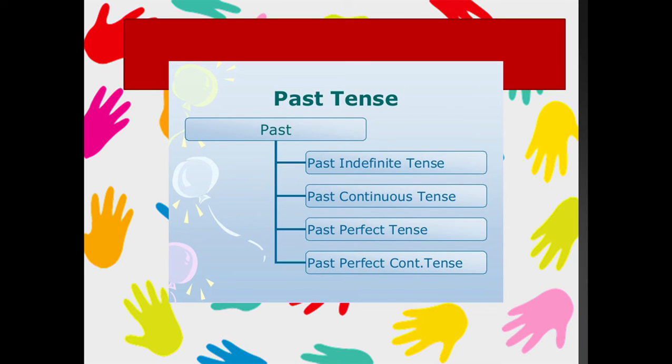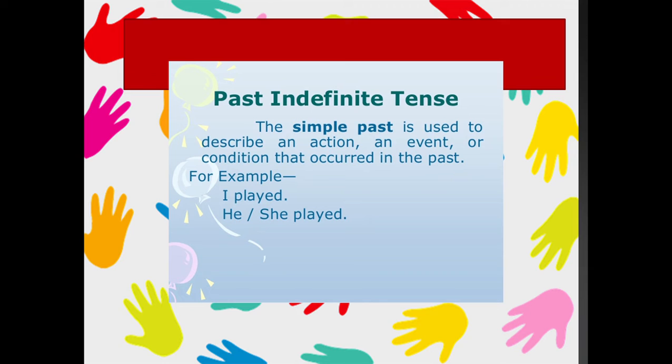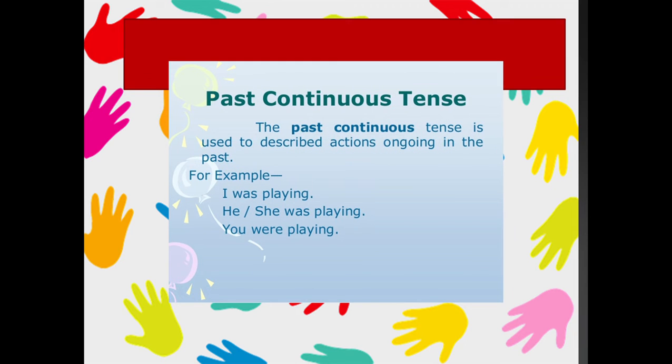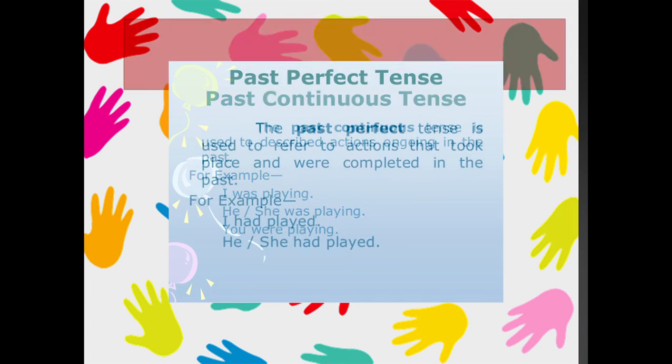Past tense. The four aspects are past indefinite, past continuous, past perfect, and past perfect continuous tense. Past indefinite tense. The simple past is used to describe an action, an event, or condition that occurred in the past. I played. She played. Past continuous tense is used to describe actions ongoing in the past. For example, I was playing, she or he was playing, you were playing.